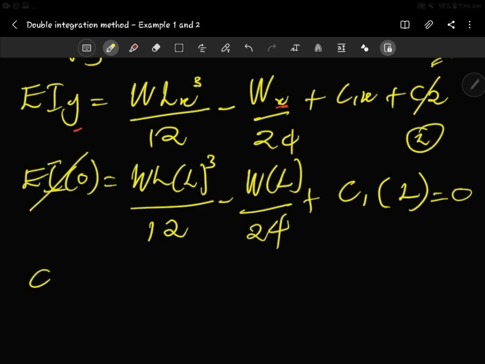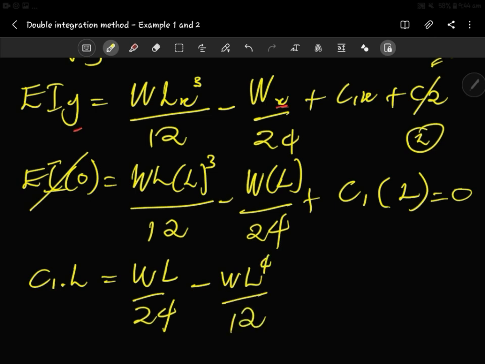Now I find C1, so we're trying to simplify this. C1 times L is equal to W L on 24 minus W x to the power 4 on 12, right? All this is equal to 1 on 24 minus 1. There's a mistake. WL.